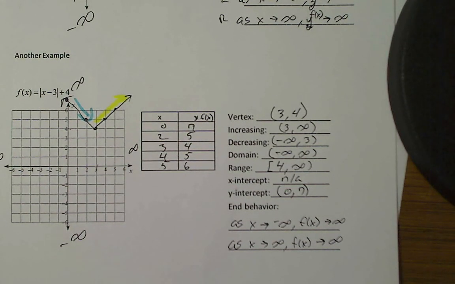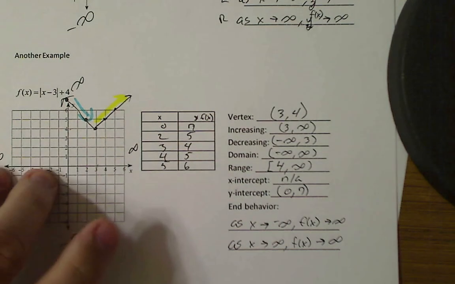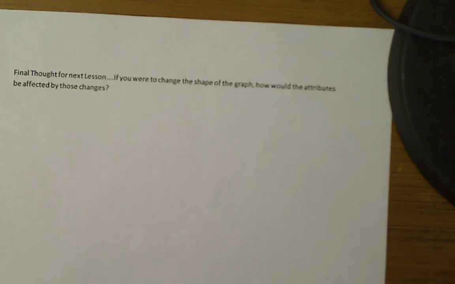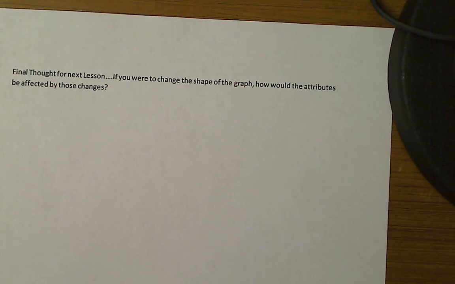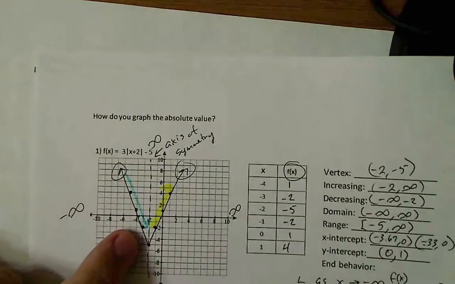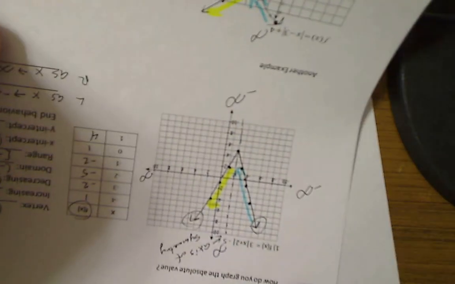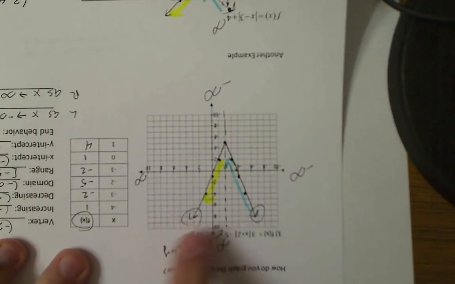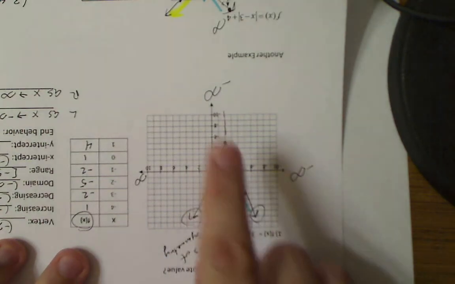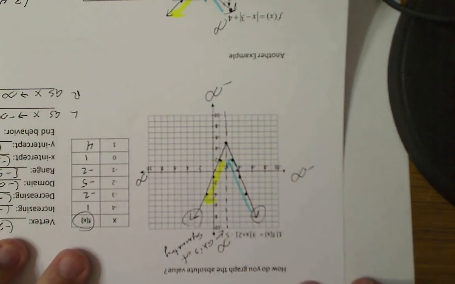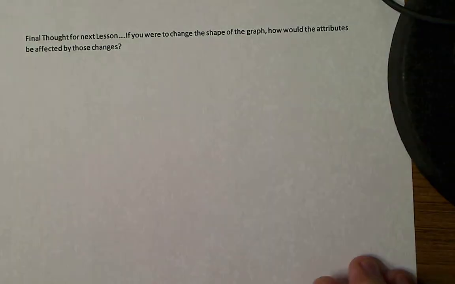And again, go back and watch these, or try them and watch them before you do it. It's very important because here's my final thought on all this. This is what we're going to jump into next. If you were to change the shape of the graph, how would the attributes be affected by those changes? In other words, if I was to take a graph like this and all of a sudden, let's just say it's upside down, how does that change your end behavior? How does that change your increasing and decreasing intervals? Things like that. Okay. So that's just the final thought.